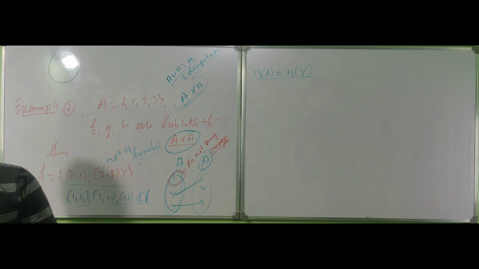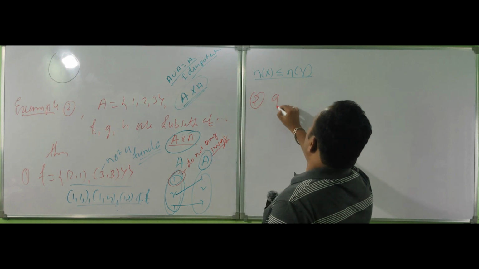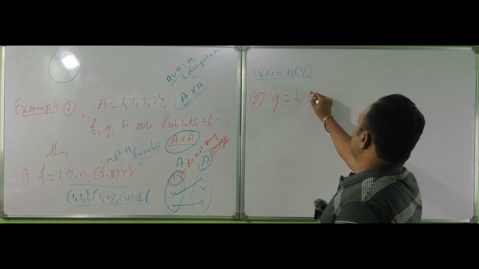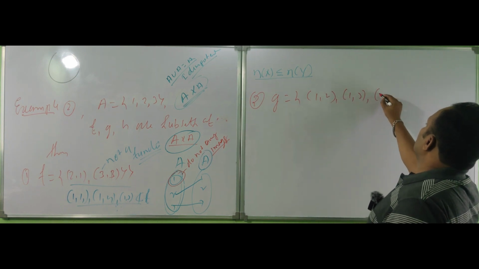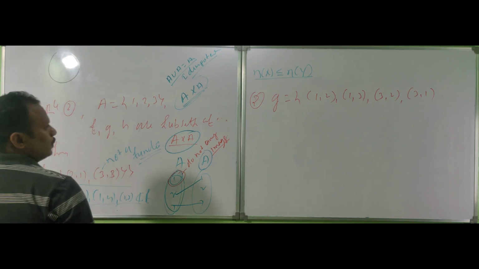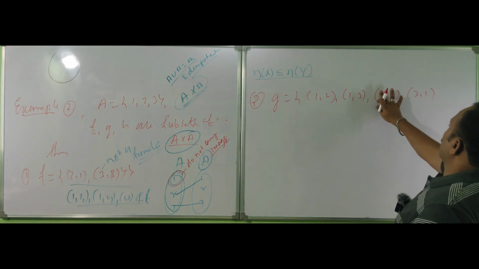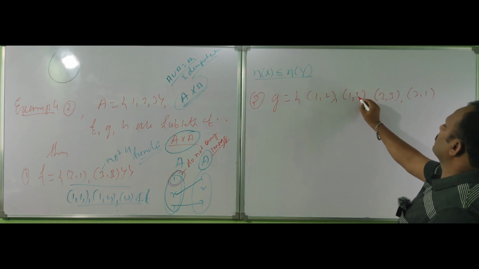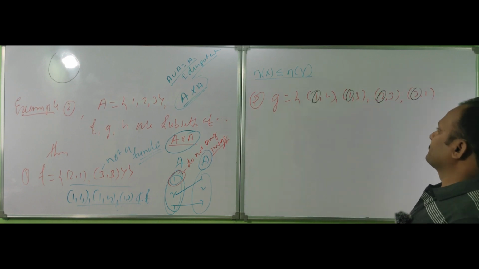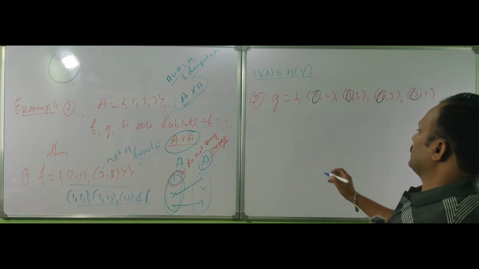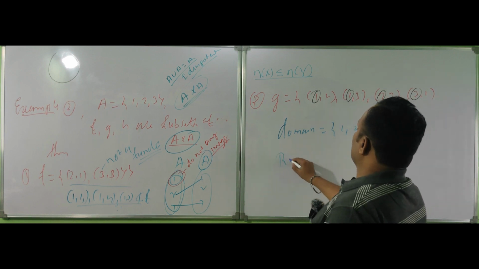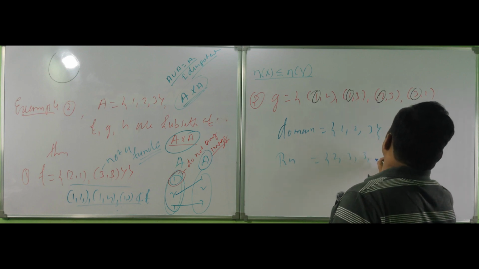Second, G is {(1,2), (1,3), (2,3), (3,1)}. First thing is that we have 1, we have 2, we have 3. So this may be called a function because all elements are utilized. Domain is equal to {1, 2, 3}. Then range is equal to {2, 3, 3, 1}.